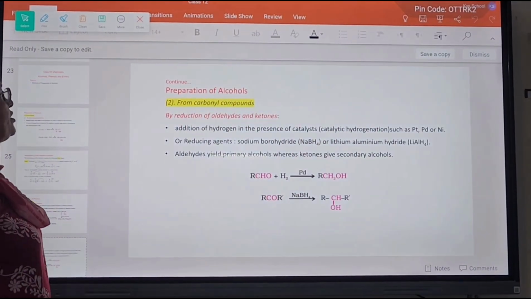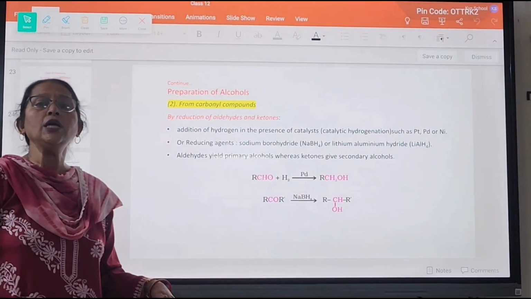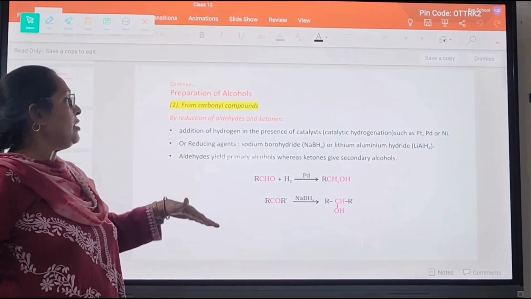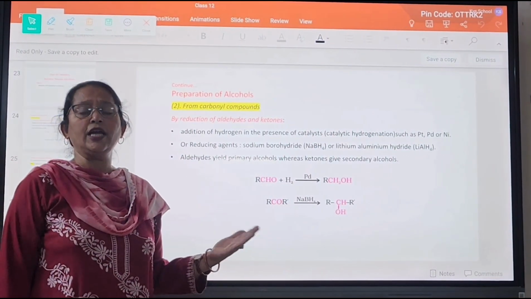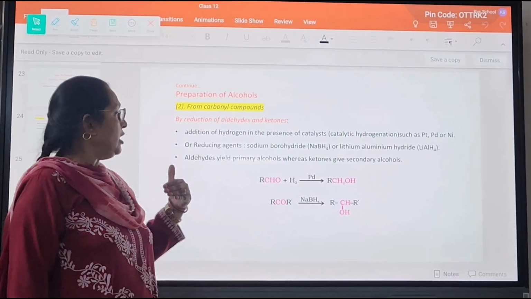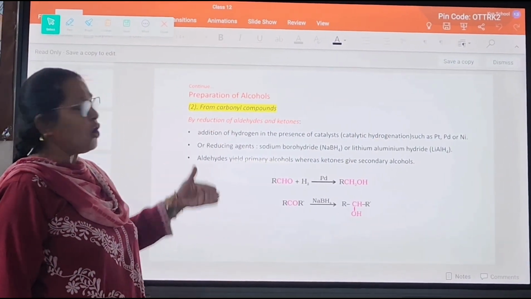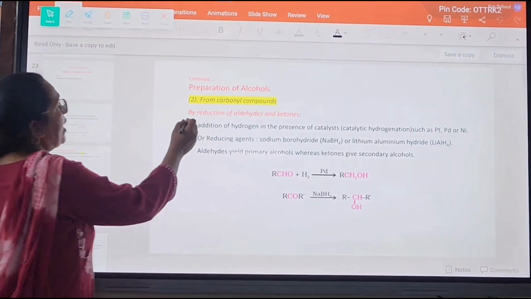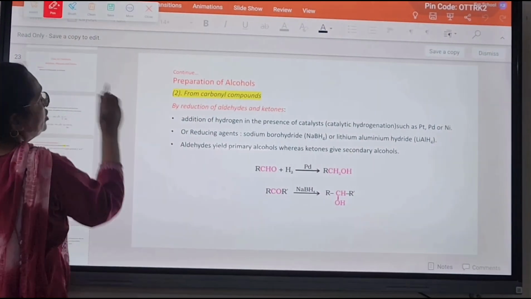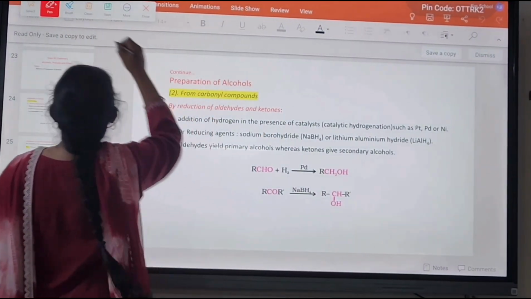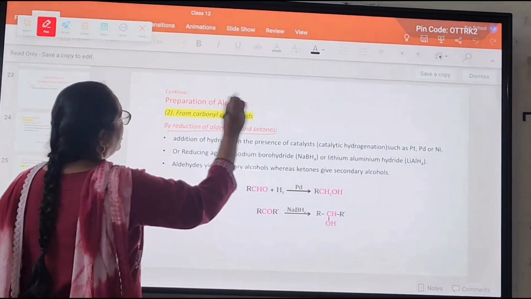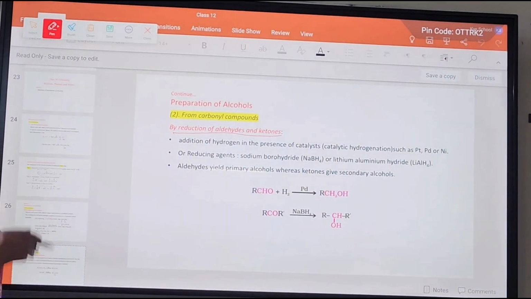The next method for the preparation of alcohol is from carbonyl compounds. With the carbonyl compound, we will go with the reduction of the C=O group, and it takes place, number one, by the reduction of aldehyde and ketone.